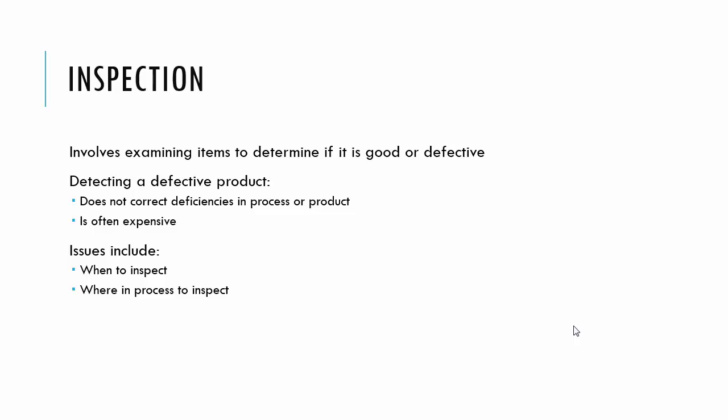The final part of Chapter 6 talks about inspection. Inspection involves examining items to determine if it is good or bad, or acceptable or unacceptable. Just because we are doing inspection and can identify when a product is defective does not actually fix the problem. It only informs us of the fact that a problem exists. Inspection can also be expensive.